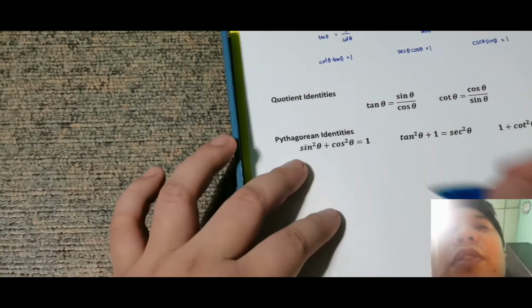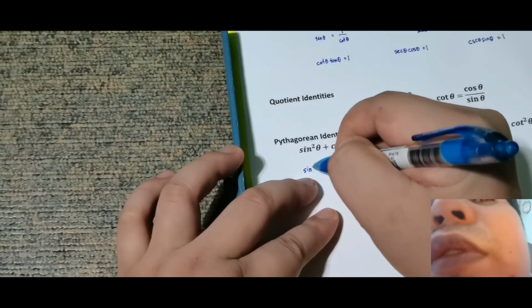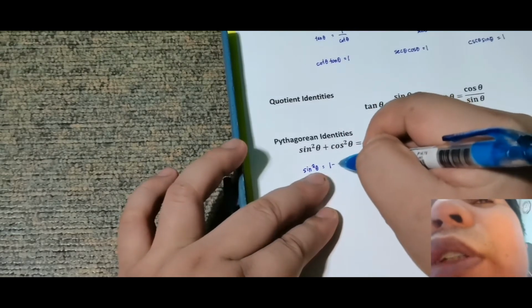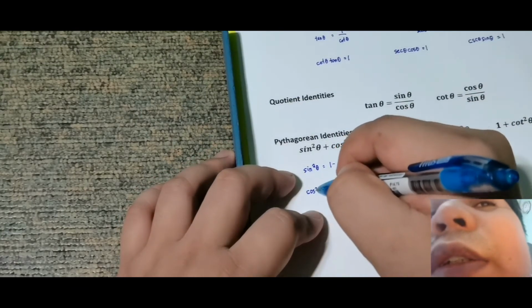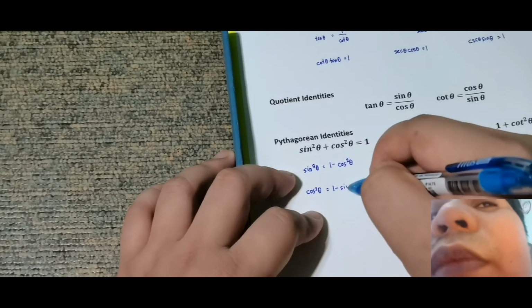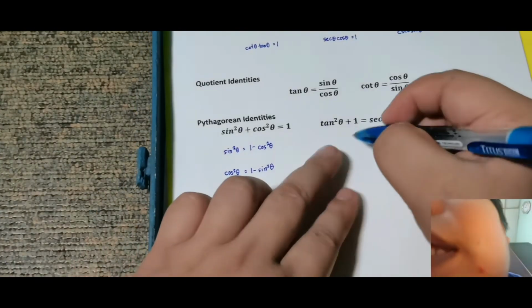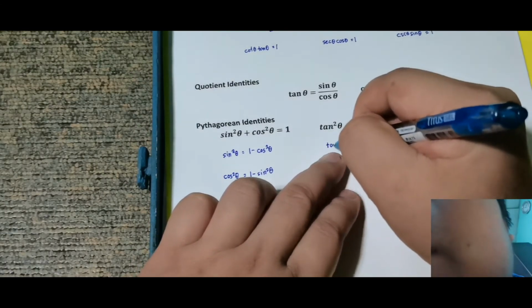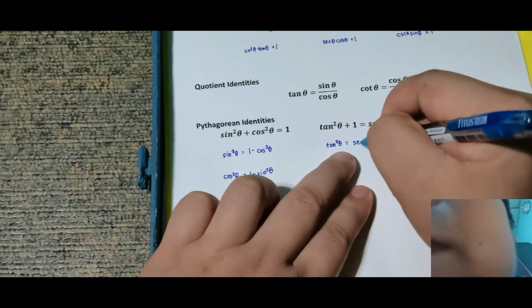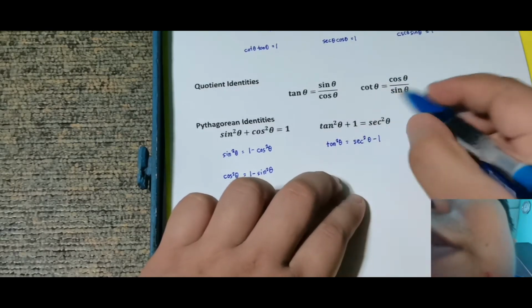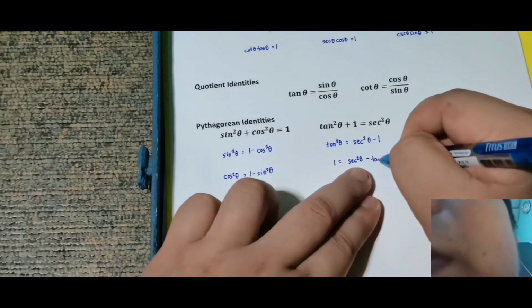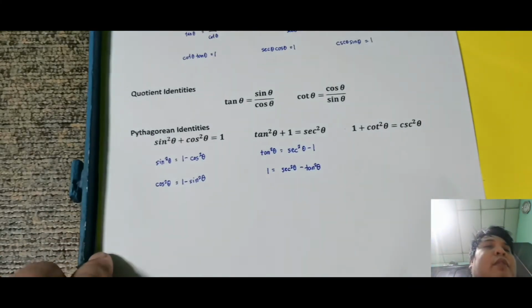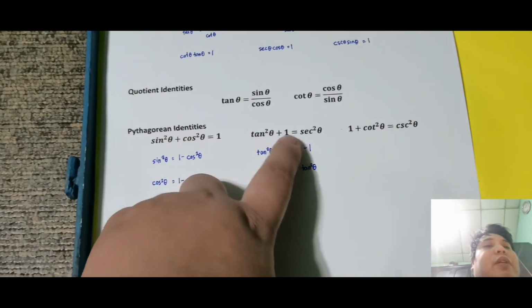So dito manipulate natin. Kung gusto ko kunin si sin squared theta, is equivalent lang kay 1 minus cosine squared theta. Next, cosine squared theta is also equivalent sa 1 minus sine squared theta. Okay, dyan sila galing. Okay, next dito naman kay tangent. So manipulate natin kung gusto ko lang kunin si tangent. So if we have tangent squared theta, equivalent lang to kay secant squared theta minus 1. Next, kung gusto ko tira si 1, that is 1 is equal to secant squared theta minus tangent squared theta. Yun yung mga possible identities out of tangent squared theta plus 1 is equal to secant squared theta.